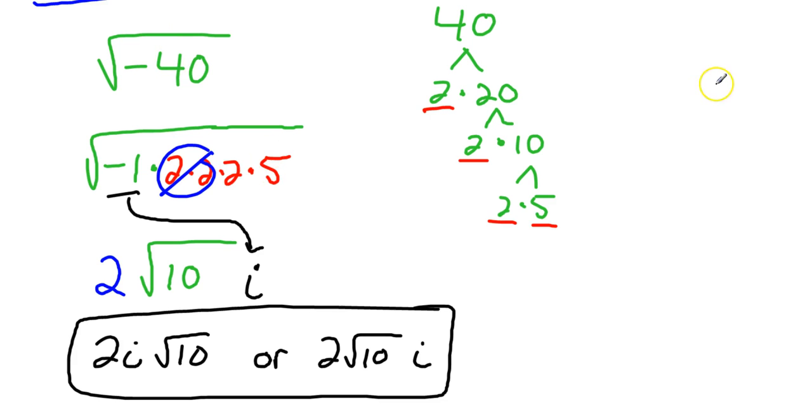So if you were doing the square root of 40, that would have been 2 square root of 10. And again, the only difference when you go from negative 40 to positive 40 is you just have to put an I in the answer, so it lets you know it's imaginary.